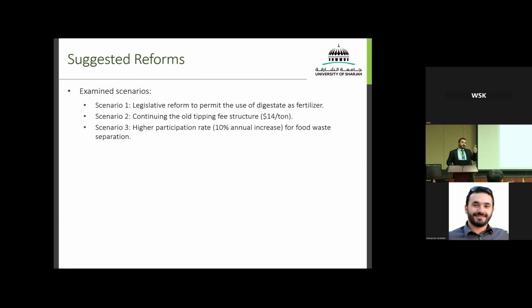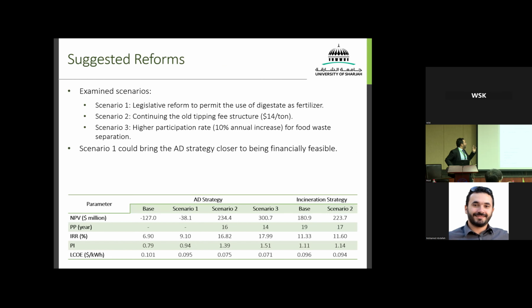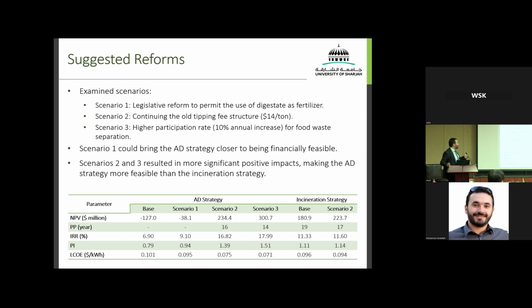So in that research, we suggested three reforms. One of them is a legislative reform to actually permit the use of digestate as fertilizer. That first scenario brought the AD very close to zero net present value, which is quite okay. And there are also scenarios two and three, where we checked if the old tipping fees would prevail and if there is a higher participation rate. With applying these two scenarios, we started to see more significant positive impacts, and the AD became suddenly more feasible than the incineration.